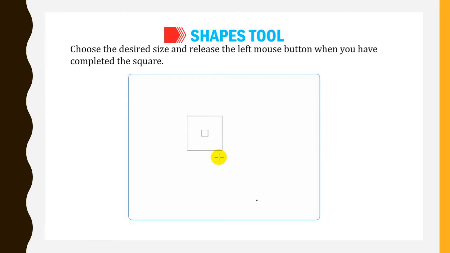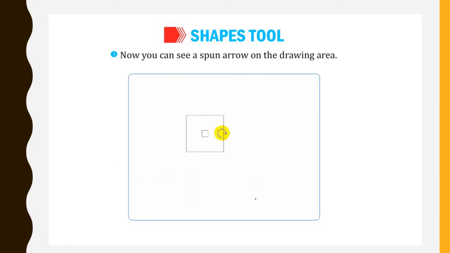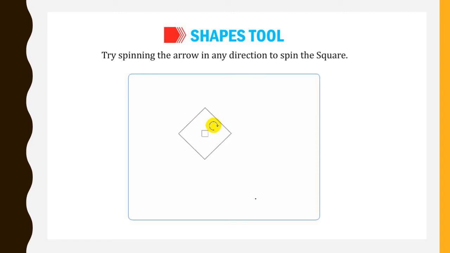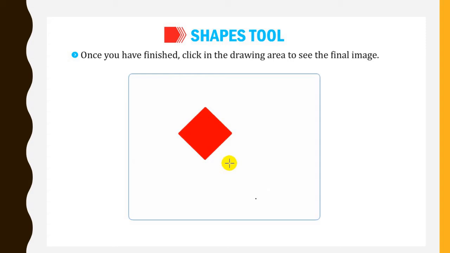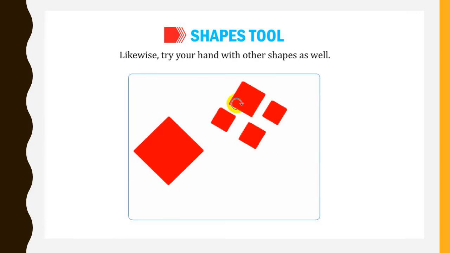When you have completed the square, read the instructions given by the penguin. Now you can see a spin arrow on the drawing area. This spin arrow is used to spin the image at any angle from the center point. Try spinning the arrow in any direction to spin the square. Once you have finished, click in the drawing area to see the final image. Let us draw 4 different square shapes at various angles. Likewise, try your hand with other shapes as well.